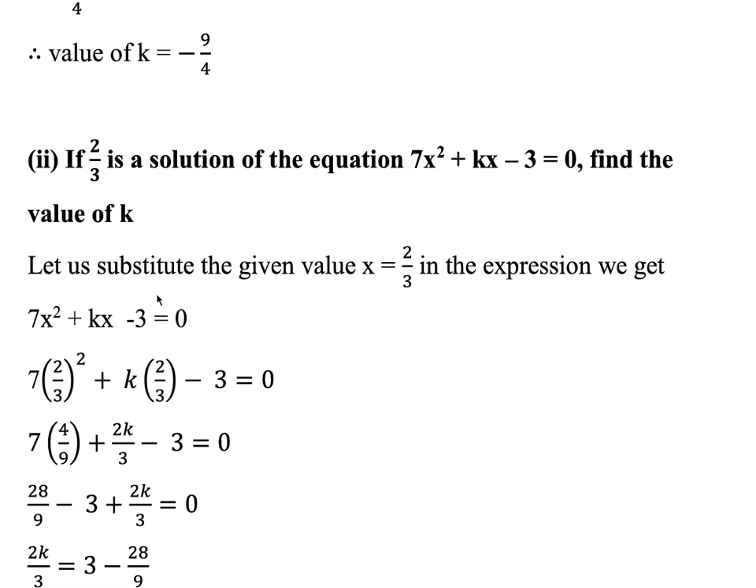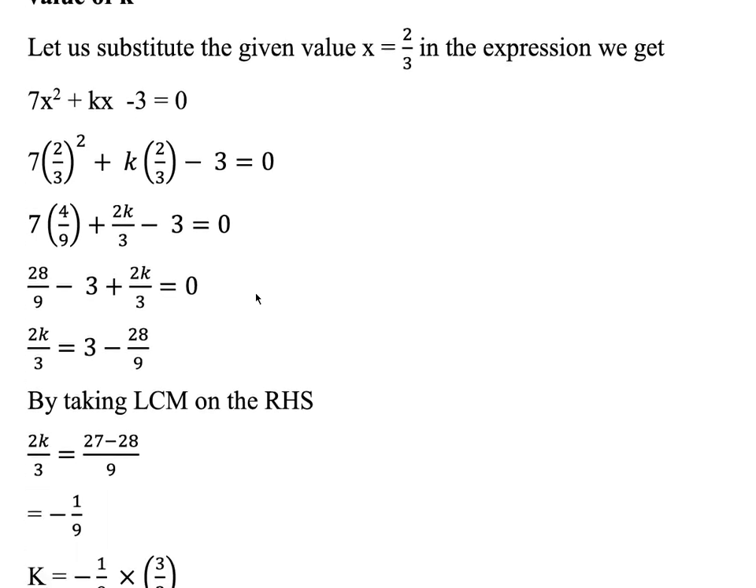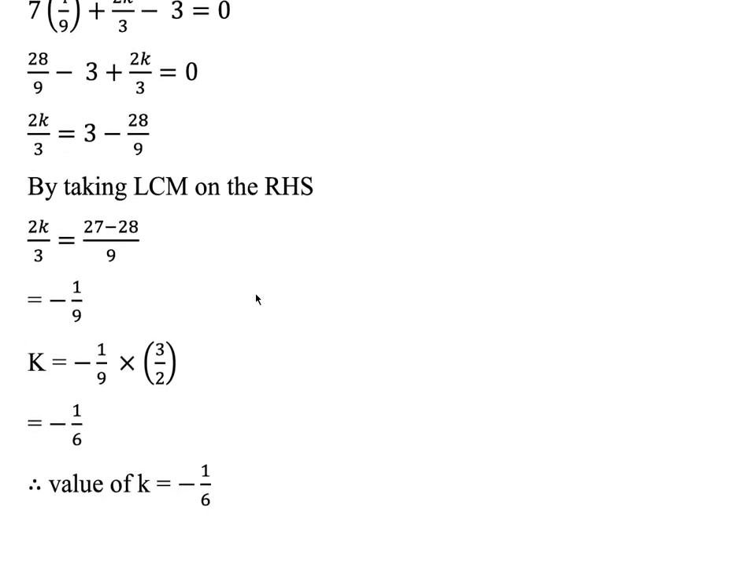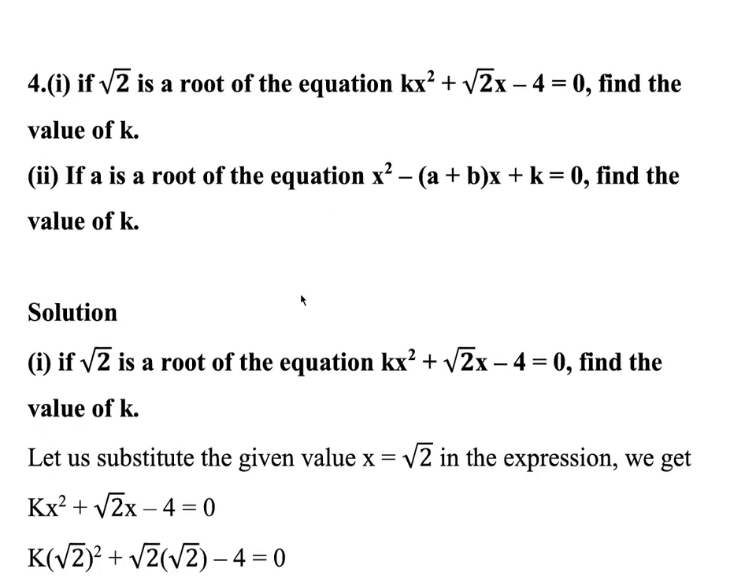Come to the second equation. If 2 by 3 is a solution of the equation 7x square plus k into x minus 3 is equal to 0, find the value of the k. So let us substitute the given value of x is equal to 2 by 3. We will put the 2 by 3 in place of the x and simplify the equation. We will get the value of the k will be minus 1 by 6.